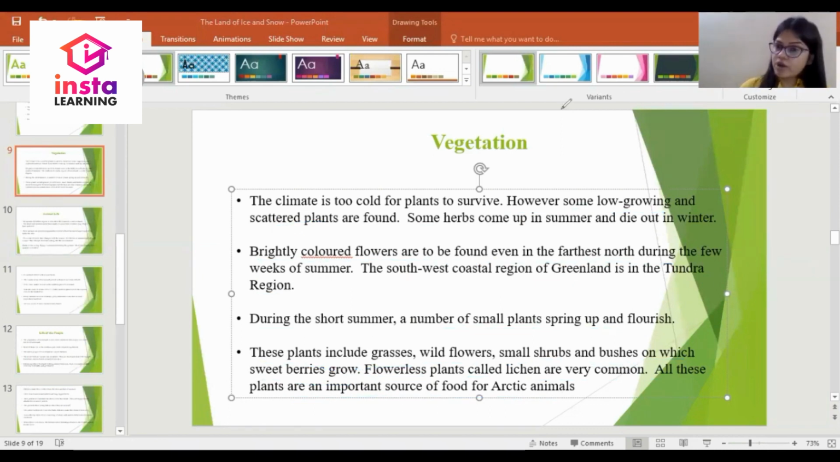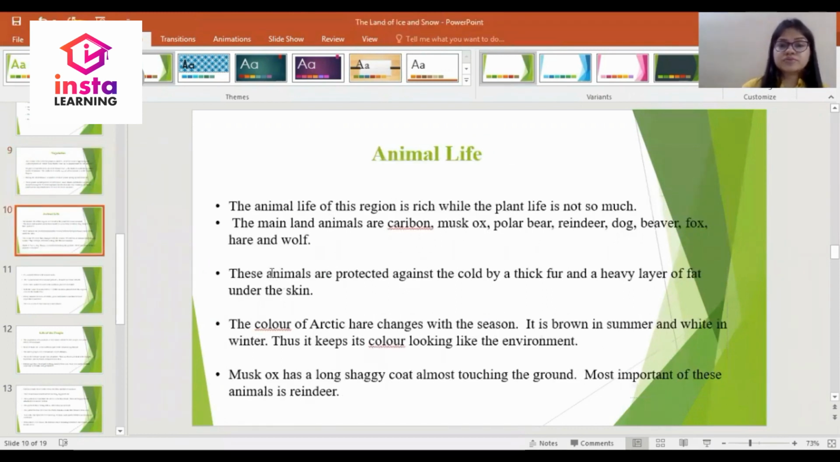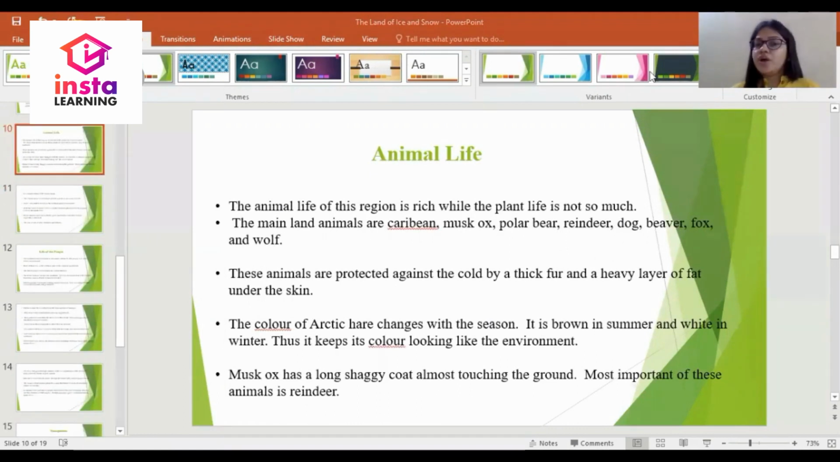So this is all about the vegetation of the Arctic region. So let's understand the next learning objective of this chapter, which is animal life. So let's discuss animal life.